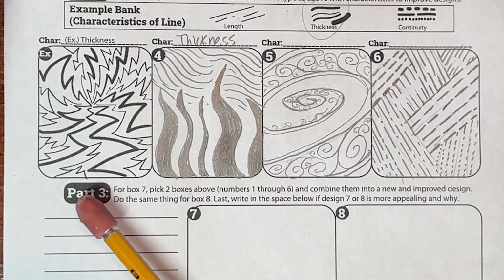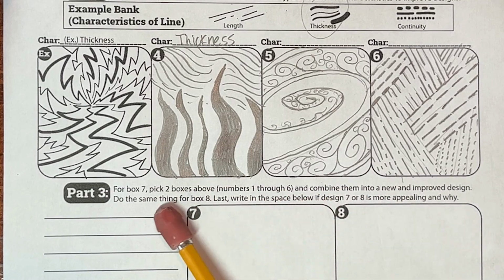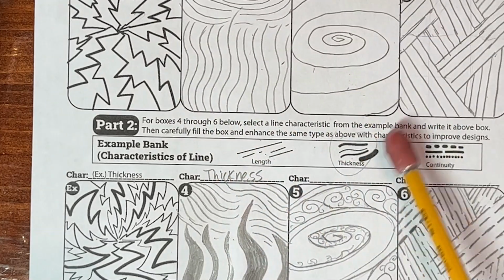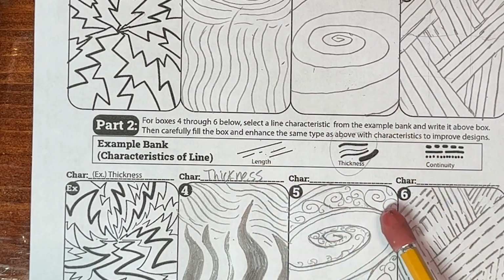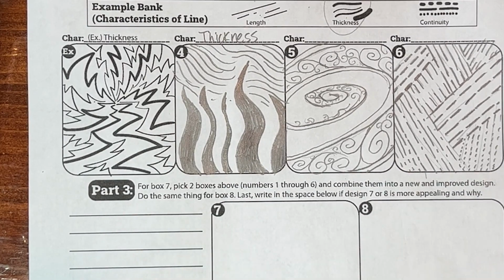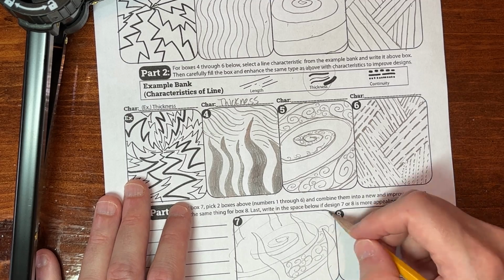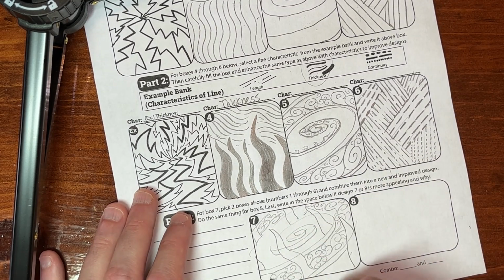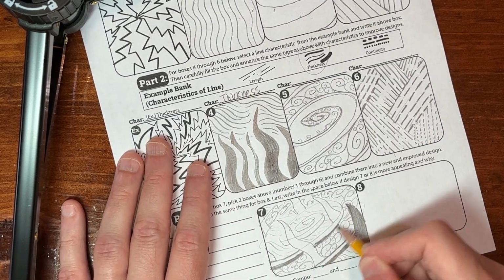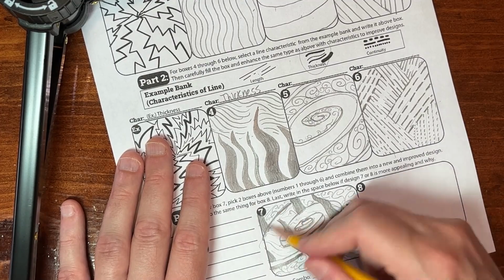For Part 3, pick 2 designs that you've already done above and combine them to synthesize a new and better design. Do this in boxes 7 and 8, and then label below which designs you used for each at the bottom there. For 7, I combined number 4 and 5 designs, which means I used wavy and spiral type lines. And then I was playing with the characteristics of thickness and length.